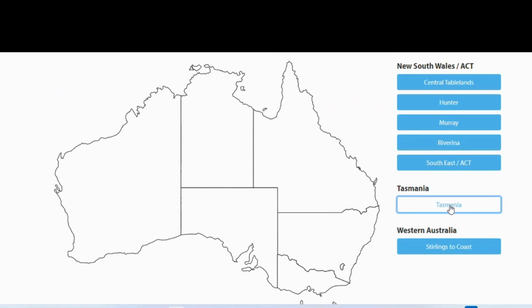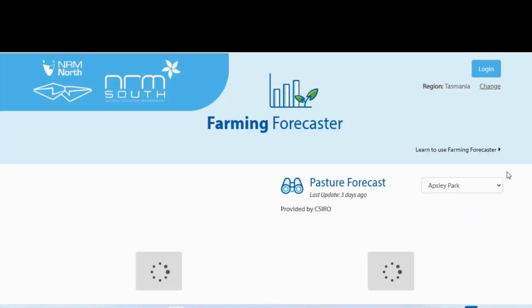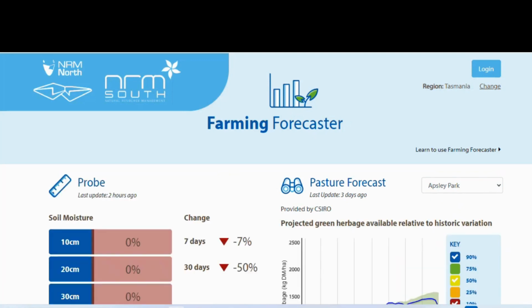We click on Tasmania. We're actually videoing a live site, so there's just a bit of time for things to occur. So there we are. You're in the region Tasmania. If you want to look at other sites for some reason, just hit the change button and it takes you back to the map and you select what you want.